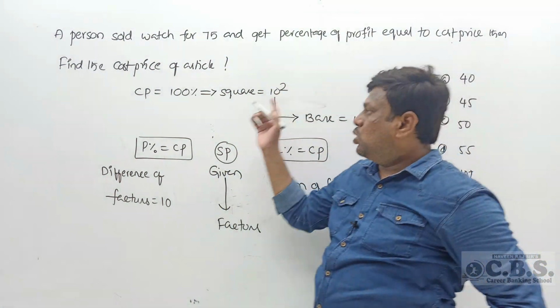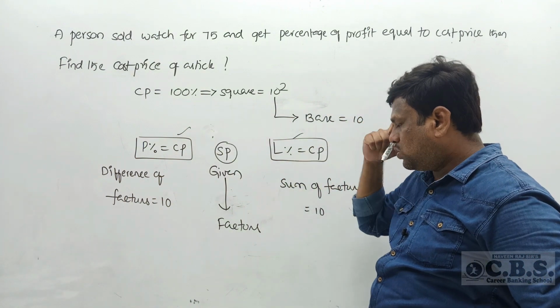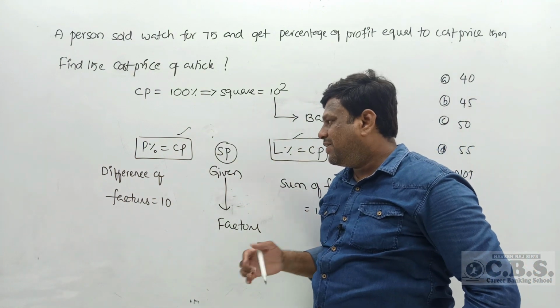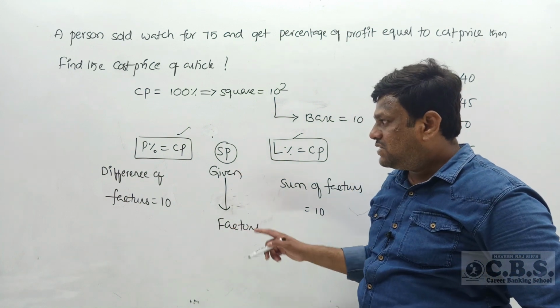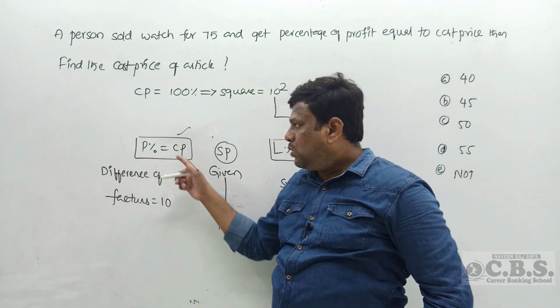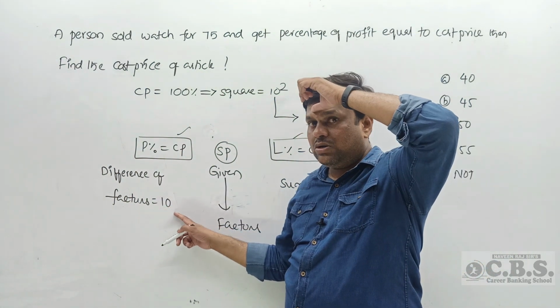So when profit percent is equal to cost price, or when loss percent is equal to cost price, and when the selling price is given, we're going to do the factorization of the selling price. This factorization depends on this concept. When profit percent is equal to cost price, the difference of the factors is equal to 10.